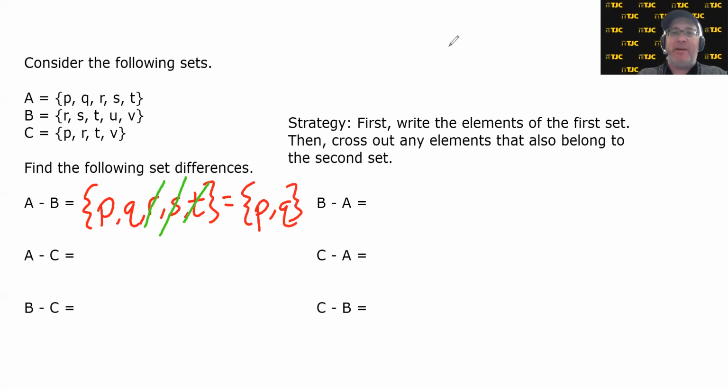Let's try it again, but this time let's do it with B minus A, and I'm going to draw a line to separate the left problems from the right problems. Okay, let's try B minus A. Remember, to calculate a set difference, the first thing you want to do is write the elements of the first set. So we want to write the elements of B, which are the letters R, S, T, U, V.